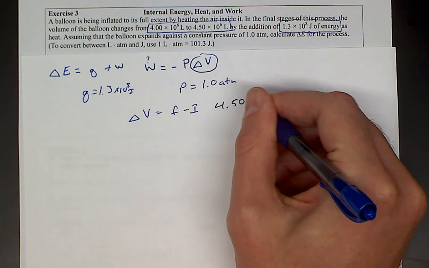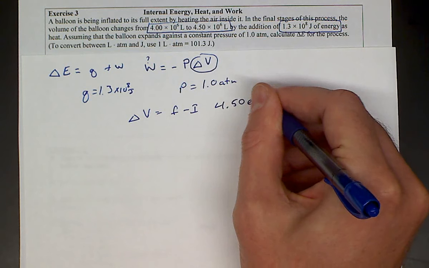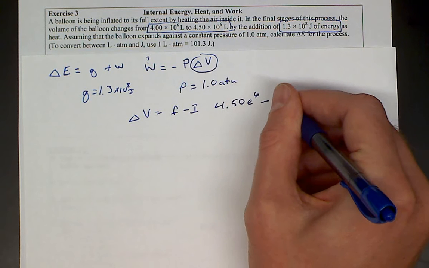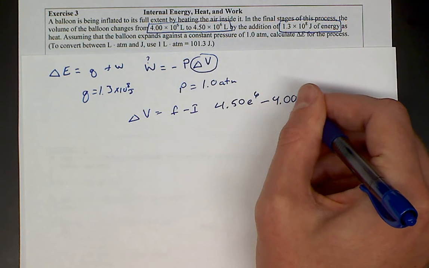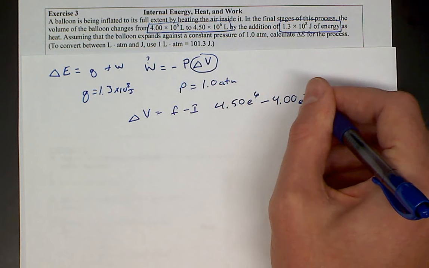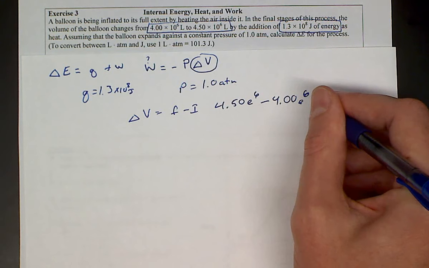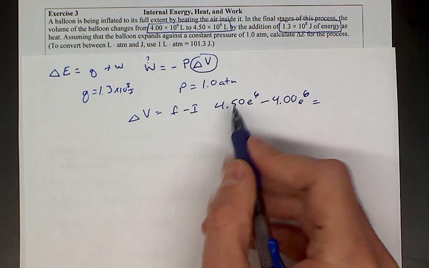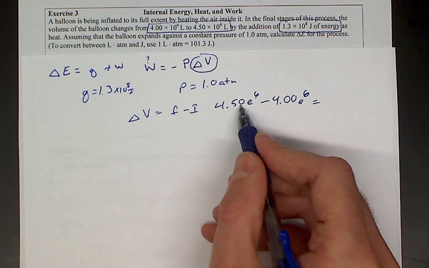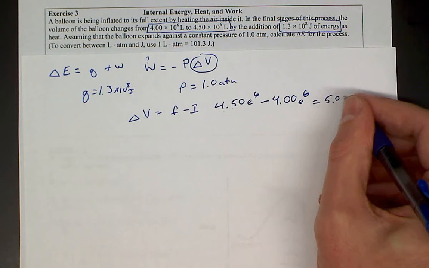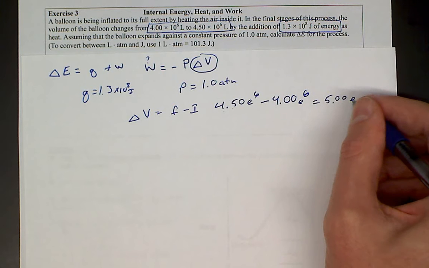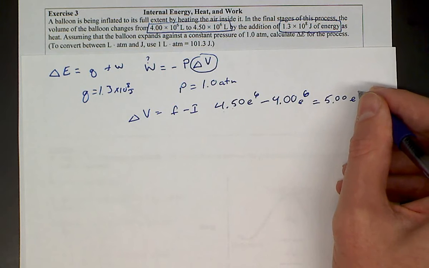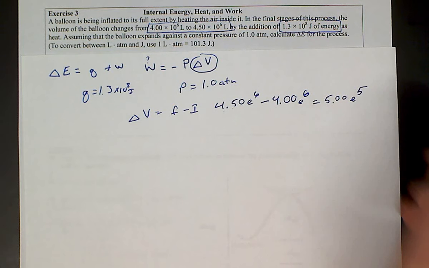And you can write this in whatever format you want. I like using the e's because it's a little quicker. And this equals, when we punch this into your calculator, notice this has 3 sig figs, 1, 2, 3, 1, 2, 3. Our answer should also be in 3 sig figs, and it is 5.00 e to the 5th, okay, when we subtract them.